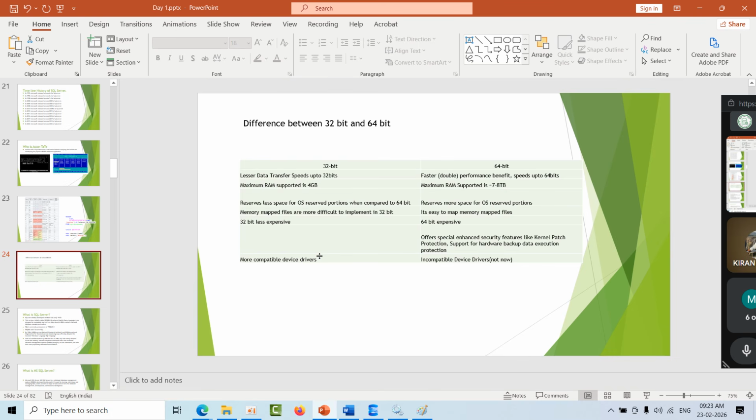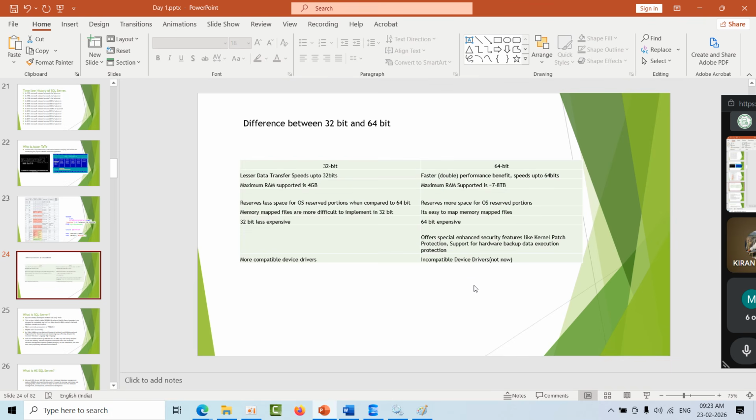But for incompatibles, most drivers will also be there. More compatible drivers were there at that time. Incompatible device drivers are there, but nowadays 32-bit is outdated. Almost nobody is using it in the industry. Now everybody is using a 64-bit operating system, and most of the drivers are designed for 32-bit only.